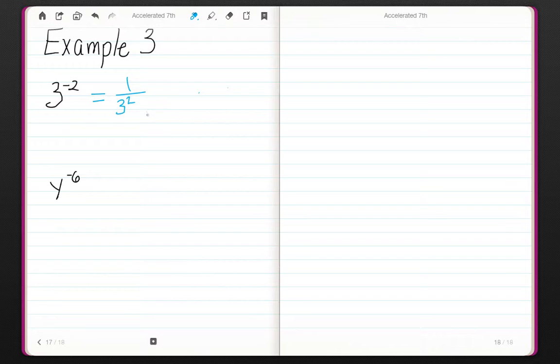Okay. I can then simplify 1 over 3 to the second, which is 1/9. So the negative exponent tells you that I'm going to put the base into the numerator or into the denominator, and then I can simplify if possible. So y to the negative 6th power is 1 over y to the positive 6th.